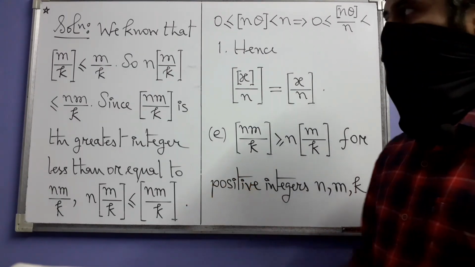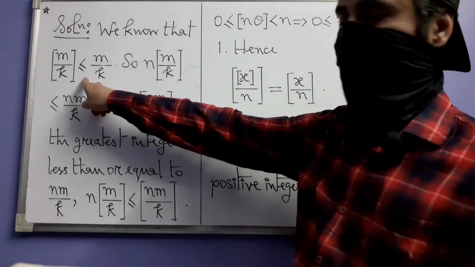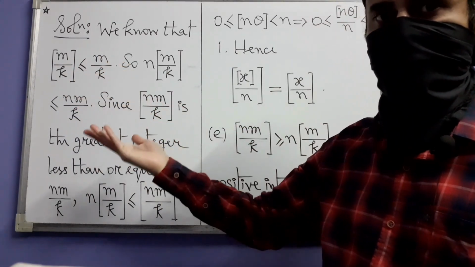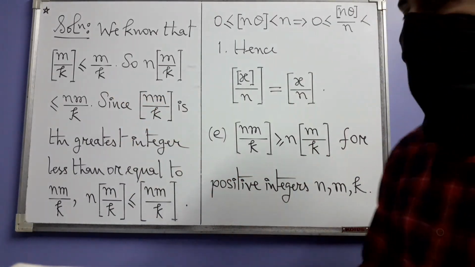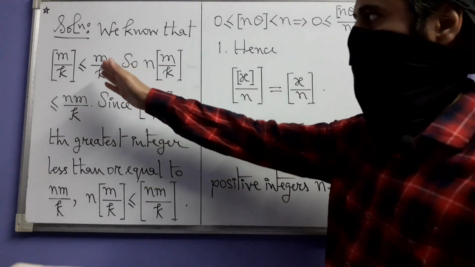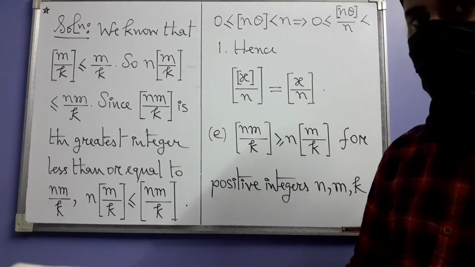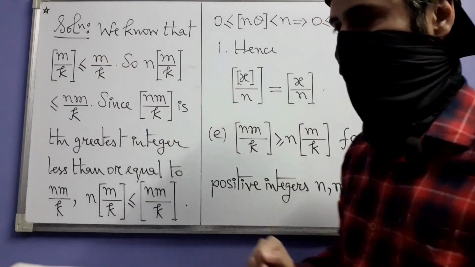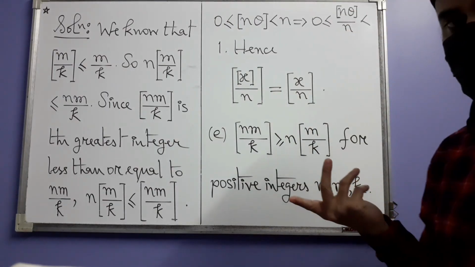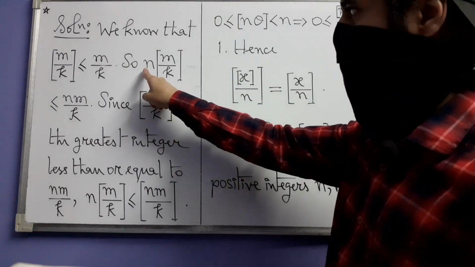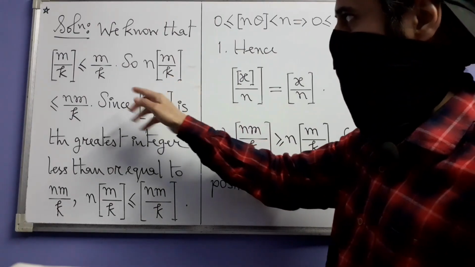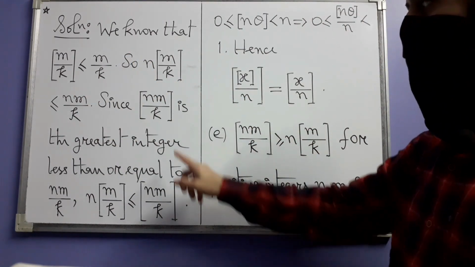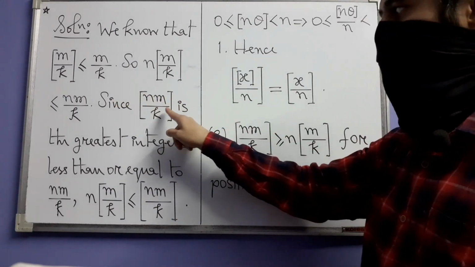This solution is very easy. We start with this inequality. The box value of m divided by k is by definition less than or equal to m divided by k. So we multiply both sides by n, and after multiplication the inequality retains its direction because n is a positive integer. That way we get n times the box value of m divided by k less than or equal to nm divided by k.